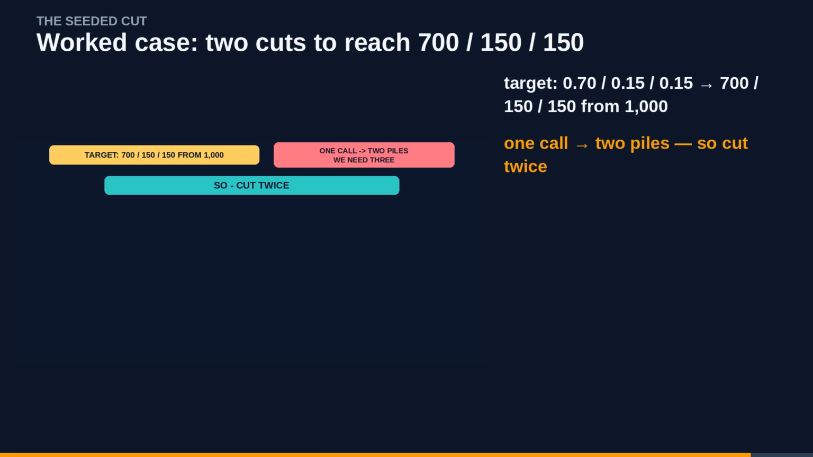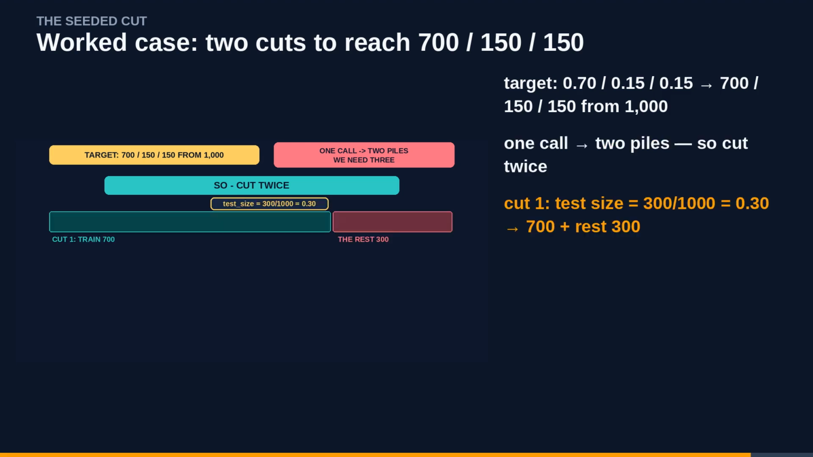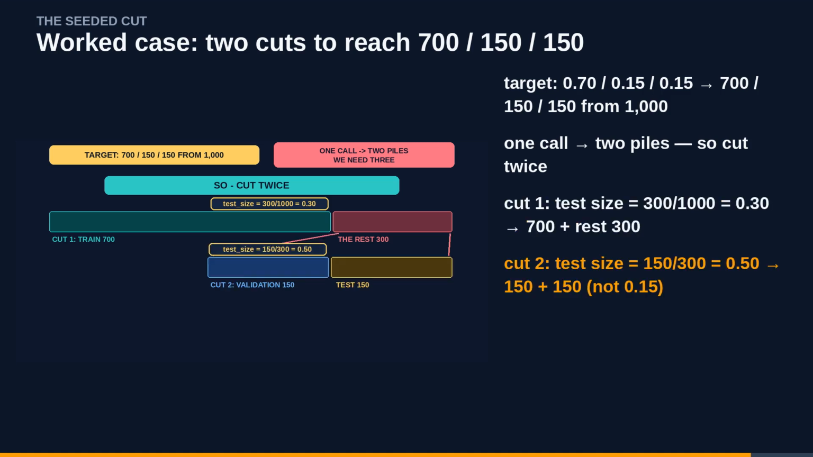Everything else is validation plus test together, 150 plus 150, 300 rows, so pass 300 over 1000. test_size 0.30. That leaves 700 train and 300 rows set aside as the rest. Cut 2 receives only those 300 rows, so its fraction is measured against them, not against the original 1000. 150 over 300 is 0.50, and the rest splits into 150 validation, 150 test.